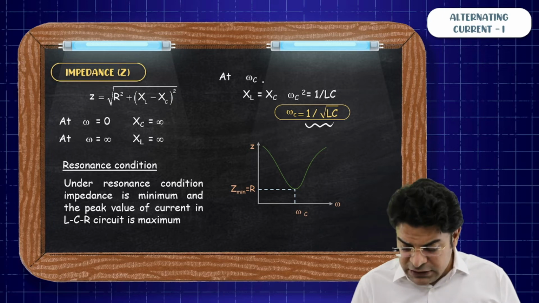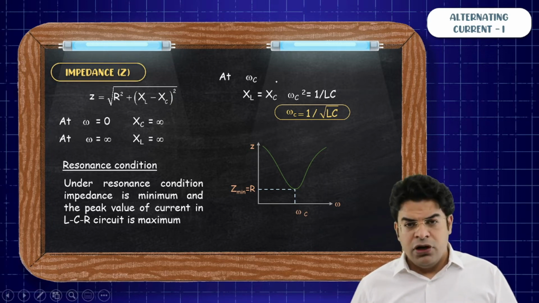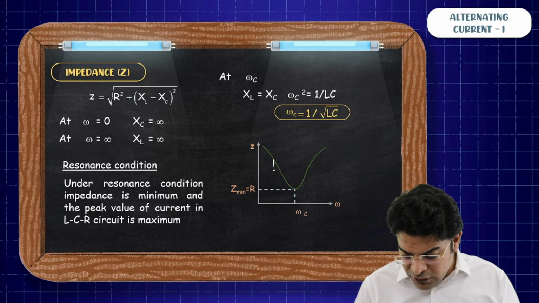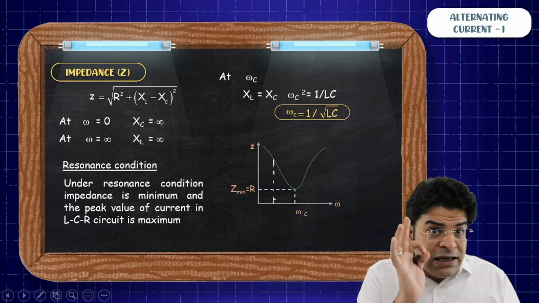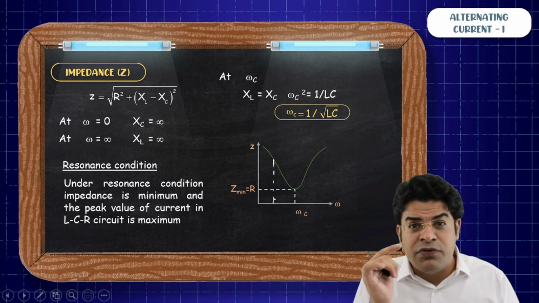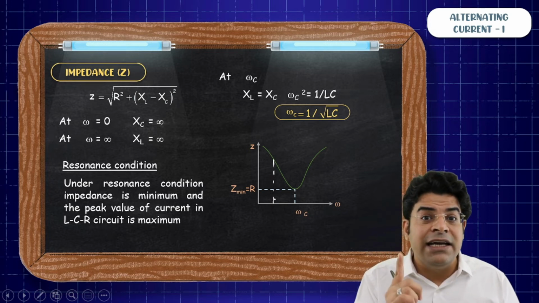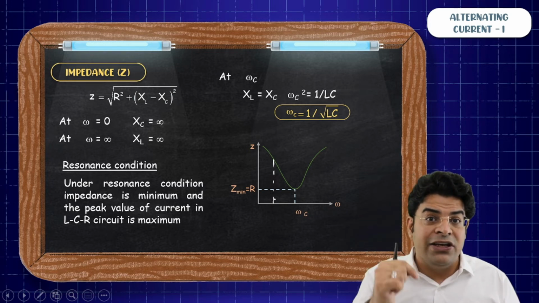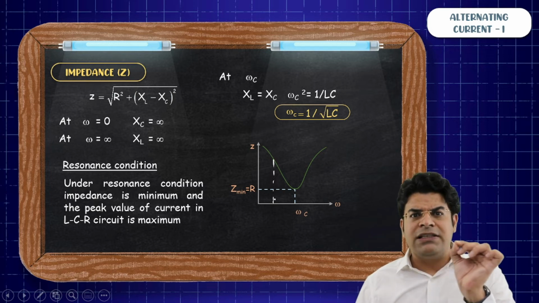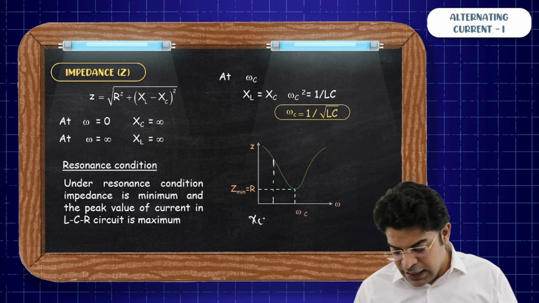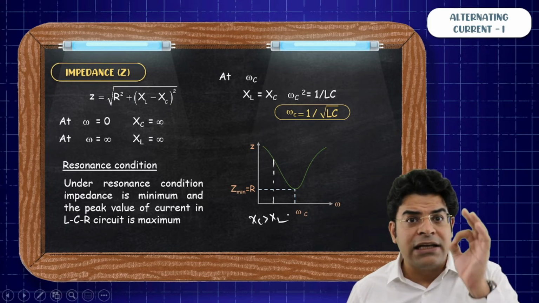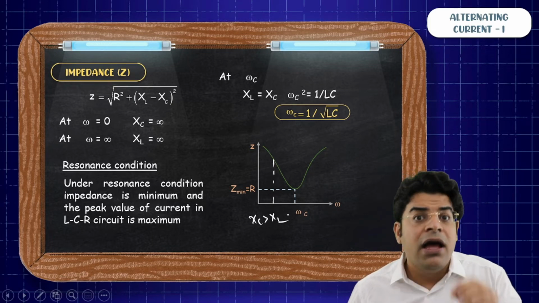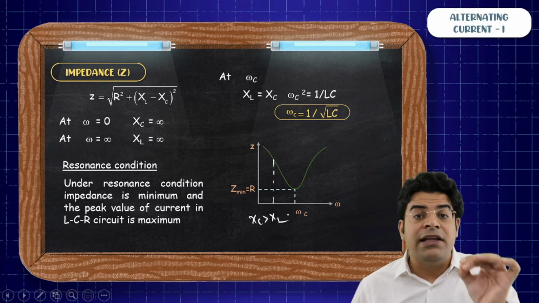At resonance frequency, XL becomes equal to XC. Do understand that for any frequency less than the resonance frequency, as the frequency decreases, XC increases and XL decreases. So for any frequency less than the resonance frequency, XC will be more than XL. As XC will be more than XL, the potential will lag and the current will lead in phase.